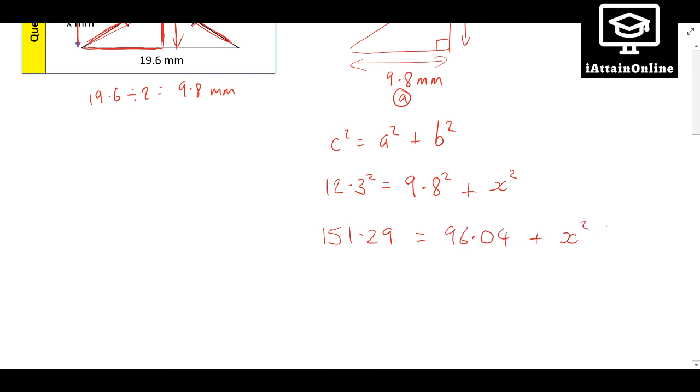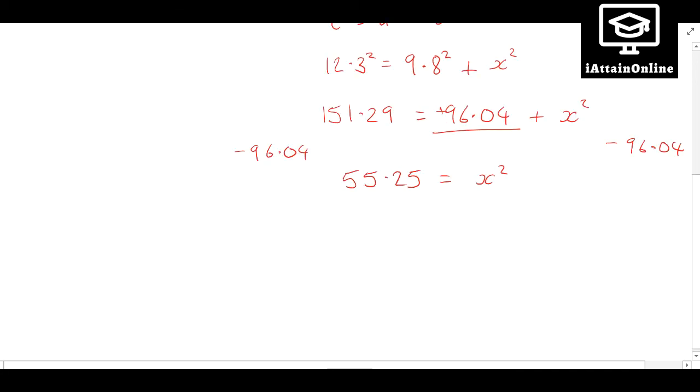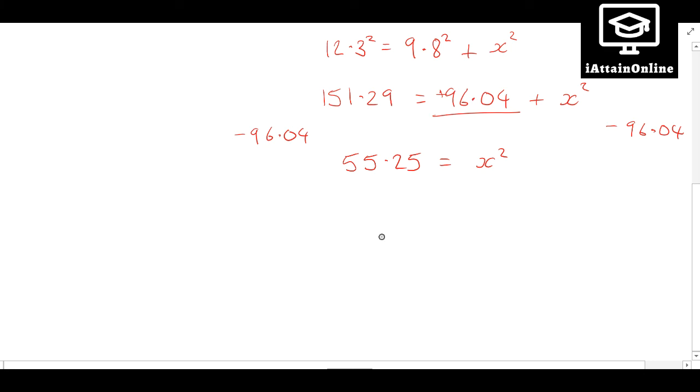plus, I don't know what x squared is yet. So what's stopping me from just having x squared on the right hand side of the equation? That's this bit here. So I want to take away 96.04, and I have to do that to both sides of the equation. So I'm doing 151.29 take away 96.04, and that gives me 55.25 is equal to x squared. Remember, if it's easier for you, you can swap those two things around, so x squared equals 55.25.